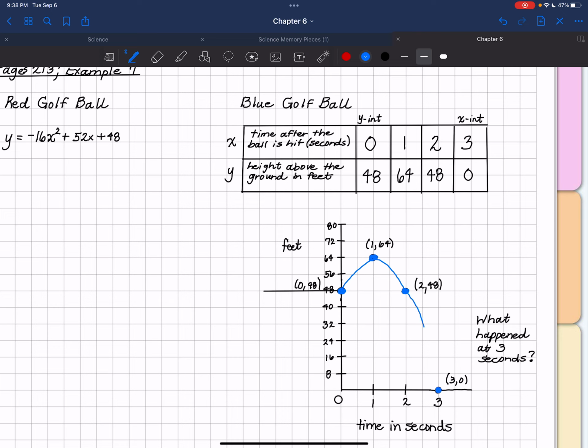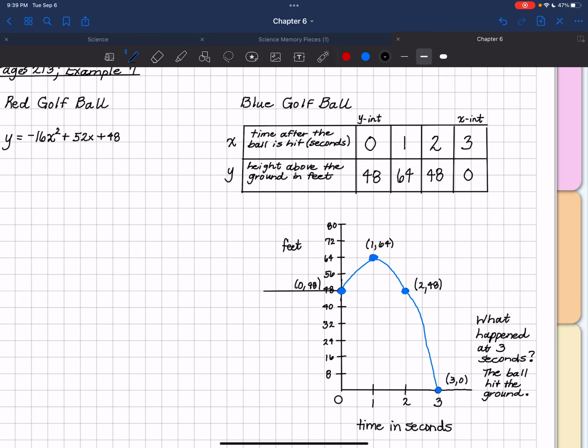And then gravity keeps pulling, because an object in motion will stay in motion until it's acted on or it encounters an opposite force. So what was the opposite force? What occurred at 3 seconds? That's where the ball met the ground. It hit the ground. And that opposite force stopped the motion of the ball. So at 3 seconds, the blue golf ball hits the ground and it stops.